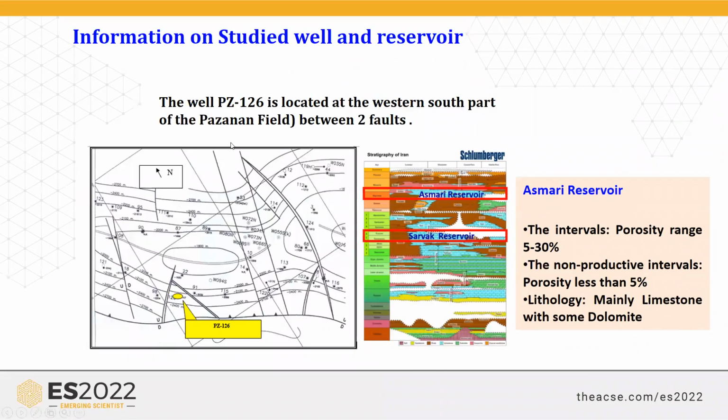You can see here, the well is located between two faults in the southwestern part. The main reservoir is the Asmari Reservoir, which is in the productive part. The porosity ranges from 5 to 30%, and in the non-productive intervals, porosity is less than 5%. The lithology is mainly limestone with some dolomite and a little anhydrite.